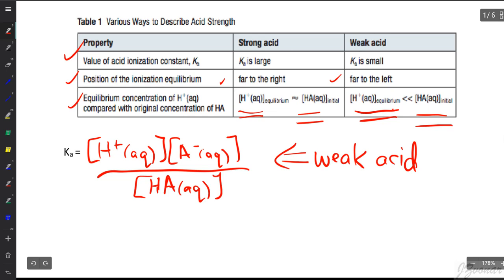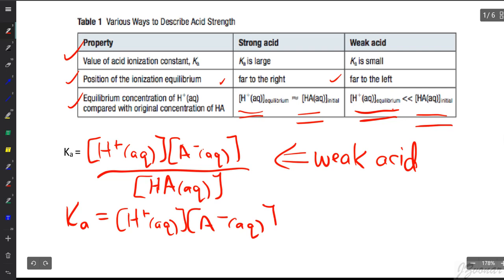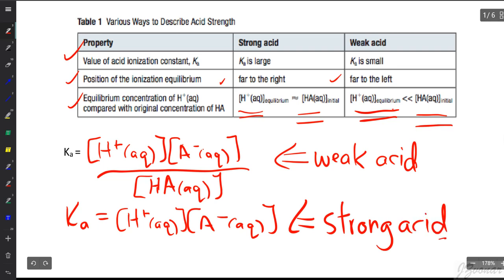However, the Ka for my strong acid is H plus ions and my anions. So this would represent it for my strong acid, and that's what we're going to be looking at today. These represent my strong acids, ones that ionize 100% in water.